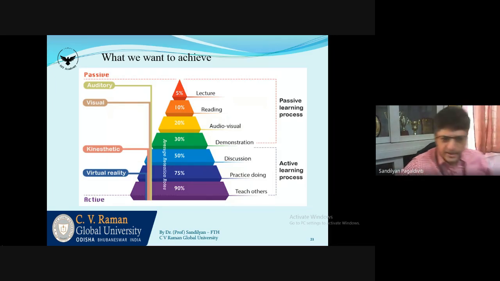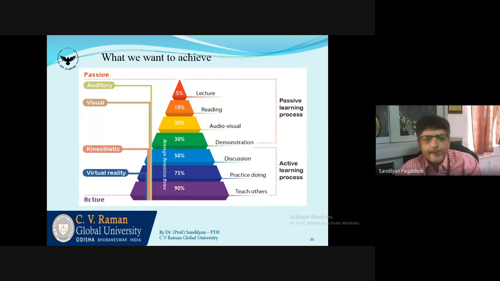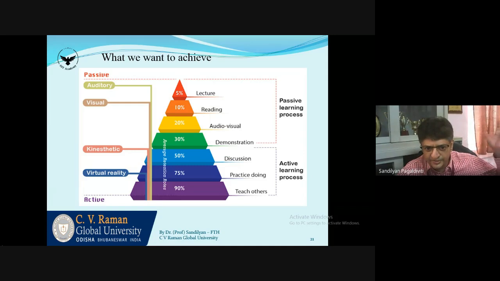Okay. So now let us look at this. This is a very interesting slide here. I have classified this into two parts. If you see here, passive learning process and active learning process. So let us look at it. When the training is passive, a lecture, the result is 5%. When you are doing auditory and visual, the retention is about 10%, and audio visual 20%. When there is a demonstration, there is a 30% learning and retention.